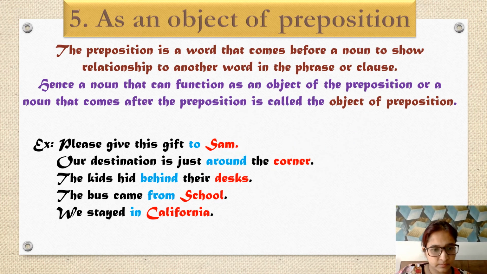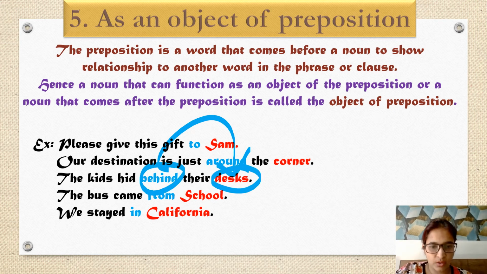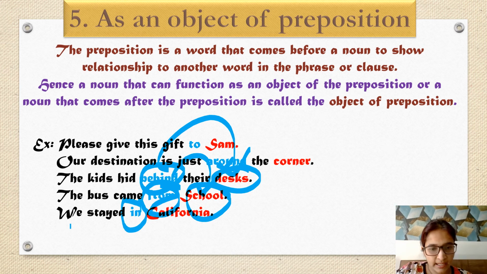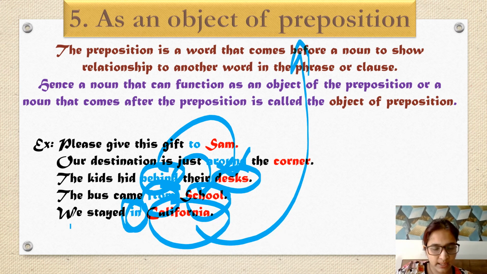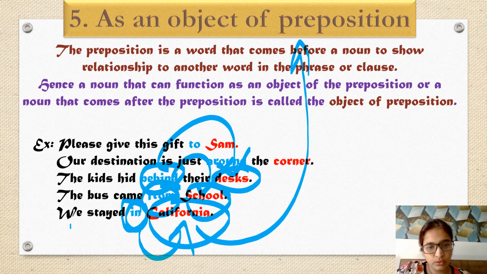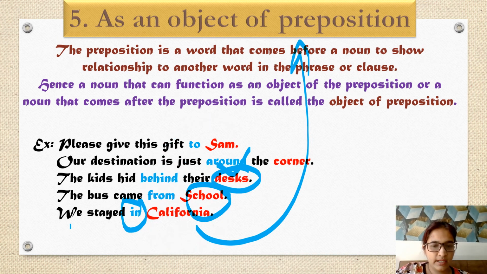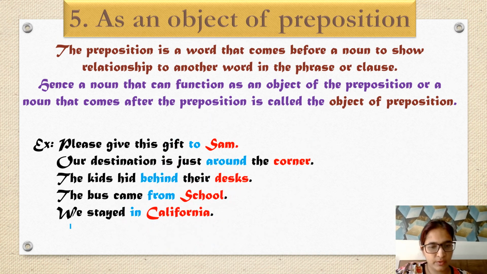Then, the kids hid behind their desk. Behind what? Behind the desk. So behind is the preposition and desk is the object of preposition. The bus came from school. From where? From school. School becomes the object of preposition. We stayed in California. California becomes the object of preposition because in is referring to California. So that's how we identify the objects of preposition.